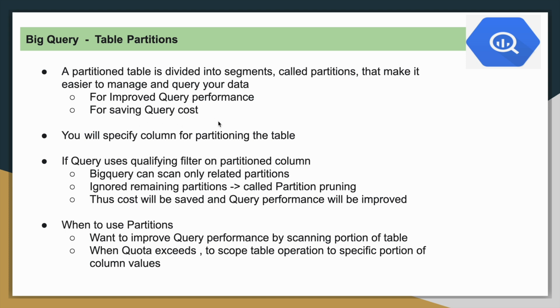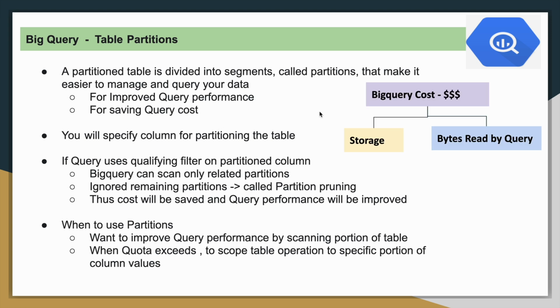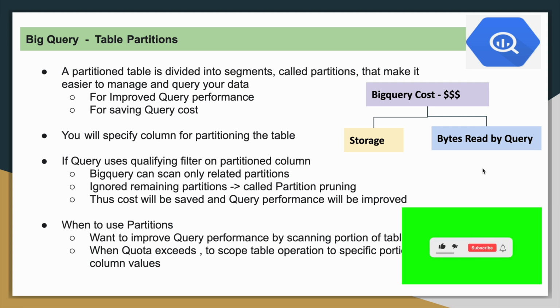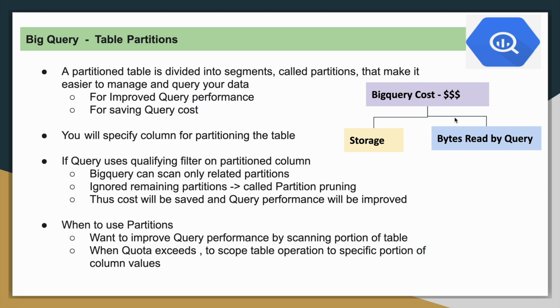You already know how BigQuery cost is calculated, based on some parameters. One is storage for storing the data. Another very important one is bytes read by query. Whenever you execute a query, the amount of data it processes determines the BigQuery cost. There is also a cost for streaming, but that is out of context here.